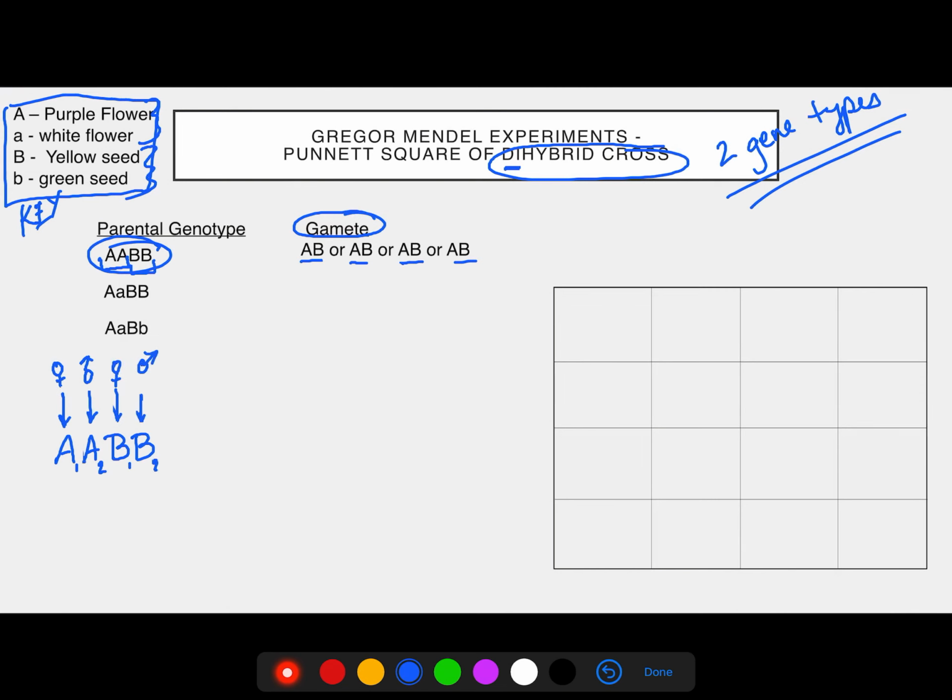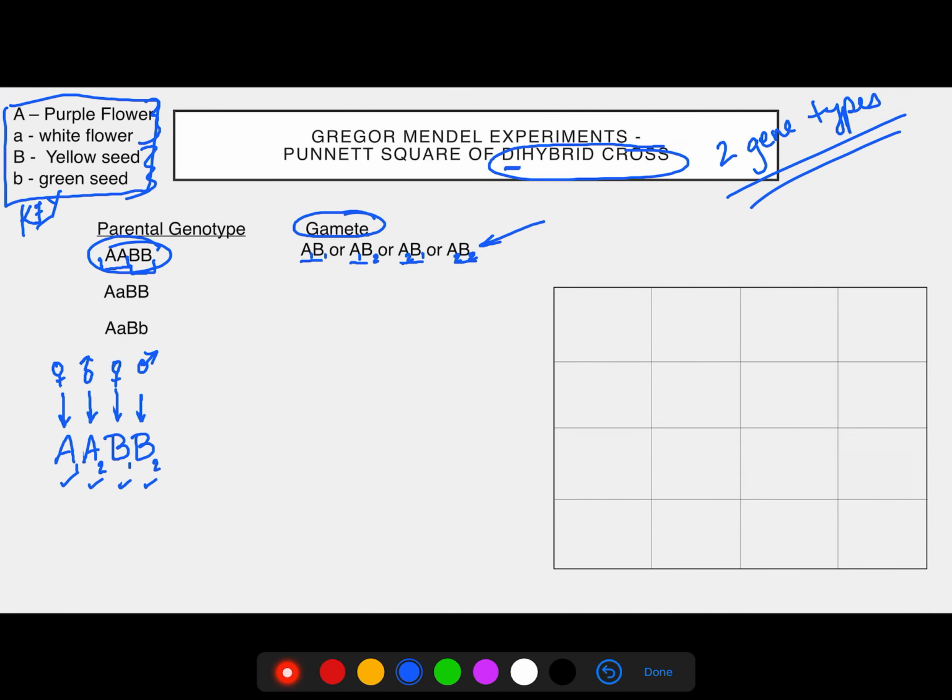So if I label them 1 and 2, 1 being mom, 2 being dad, what this really looks like is A1B1, A1B2, A2B1, A2B2. Because these are on different chromosomes, you're indicating that with the gamete possibilities. So it's very important to be able to do this.